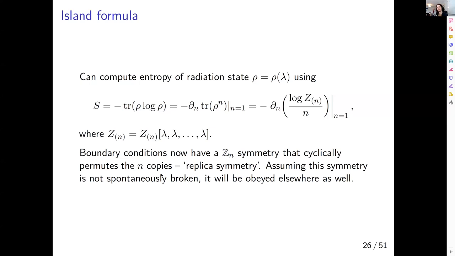So the general form of the configuration that's going to contribute to the partition function will look a bit like this. So we have these n copies of the boundary. There's this cyclic Zn symmetry that rotates the whole thing around a little bit. And assuming this symmetry holds everywhere as well, gives us, and epsilon itself is the boundary of a region I. Actually, it's the boundary of n regions I, which are cyclically permuted with each other by the replica symmetry. And this I turns out to be the island.